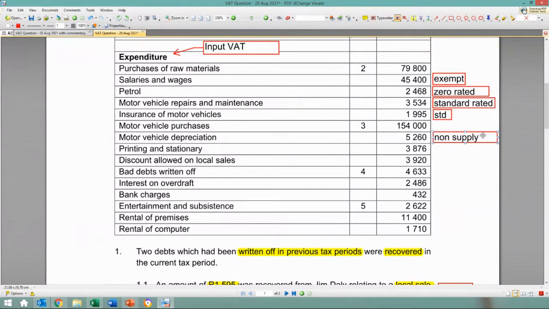Where you would have claimed the VAT, if you were allowed, was when you purchased the good. You would have claimed the input VAT. Okay. So in this case, depreciation is a non-supply and therefore there will be no VAT implication on it. Okay, printing and stationery, what type of supply is that?